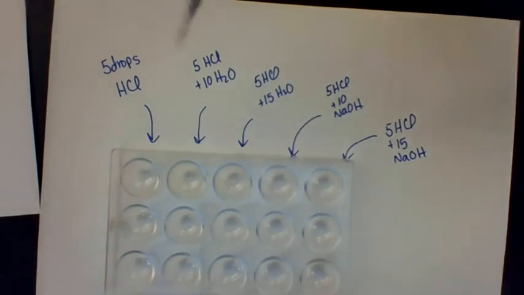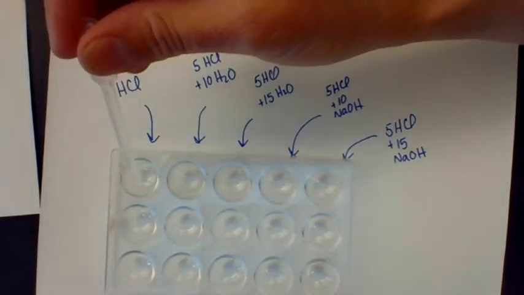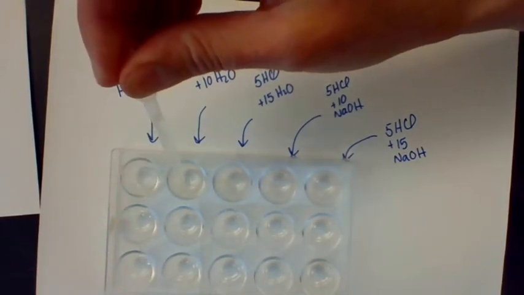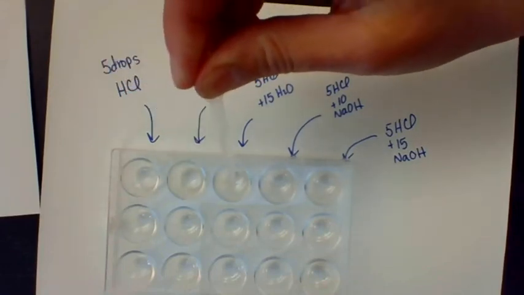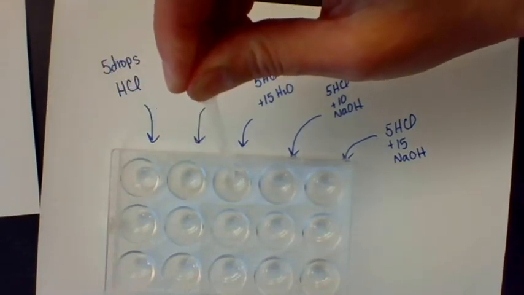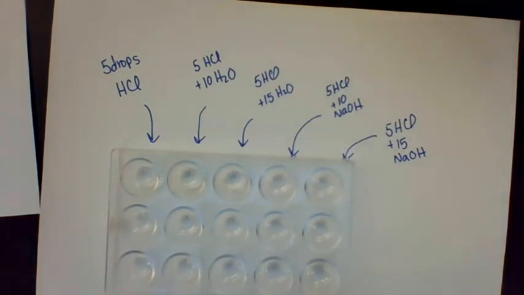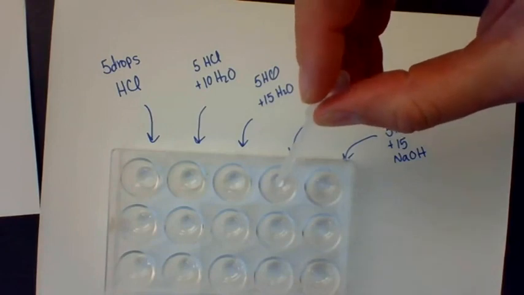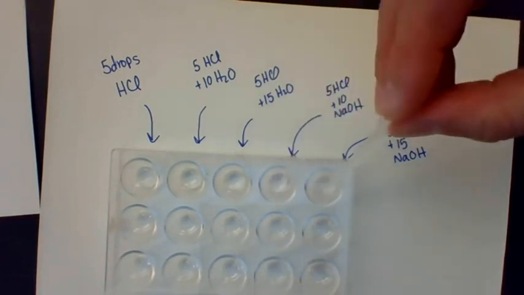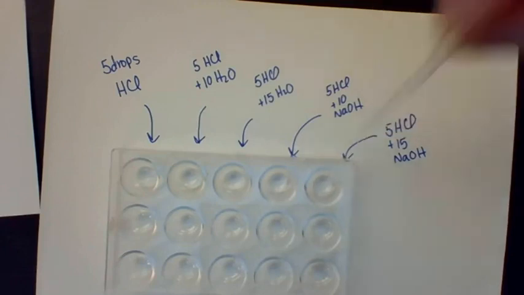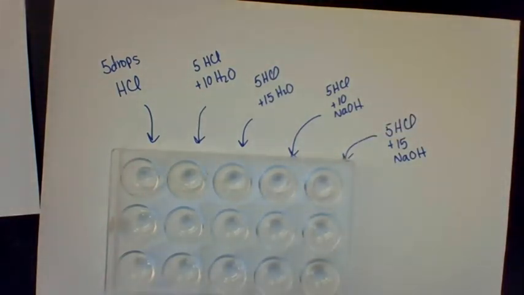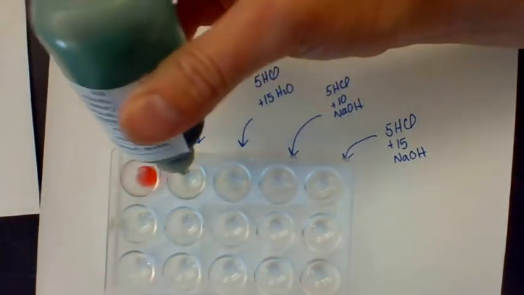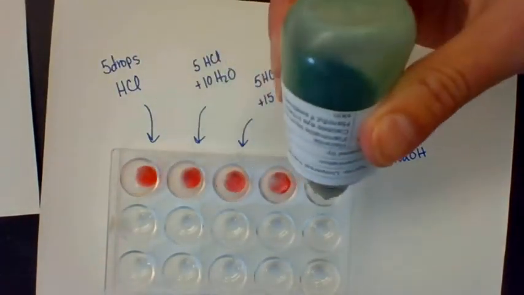So in 5 of these wells, I'm going to put 1, 2, 3, 4, 5 drops of HCl into 5 of these wells. I'm going to get some more. Okay. And then what I'm going to do is I'm going to add a drop of universal indicator to each of these ones. And I'm putting it in acid. So these should all start out red.